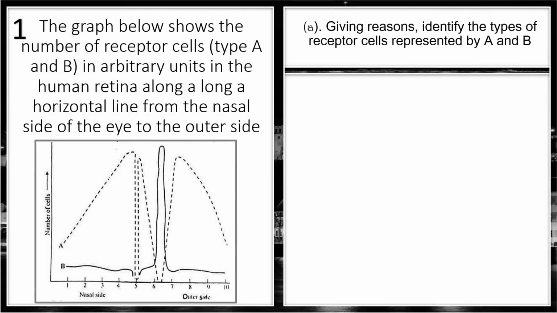Part A, giving reasons, identify the types of receptor cells represented by A and B. So when we look at the graph, we have this dotted one. That one is receptor A. Then we have this dark one here. That is receptor B.